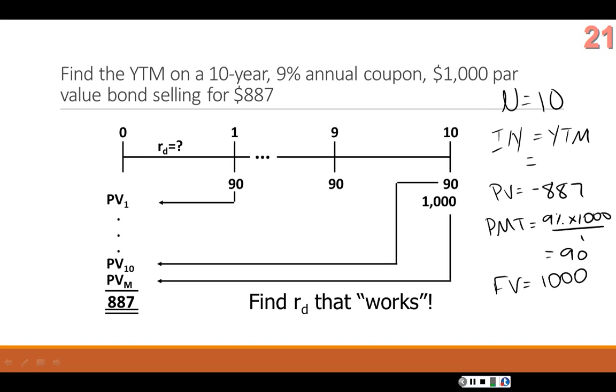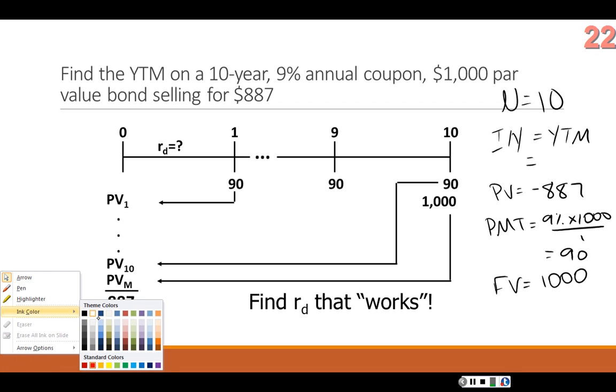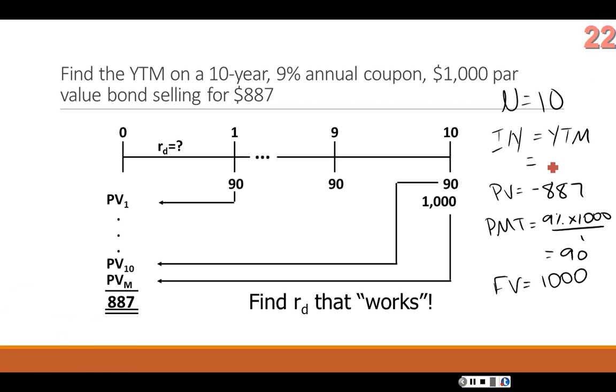That's the rate of return that you would earn if you purchased the bond and held it until maturity, assuming that the bond is not called and does not default.